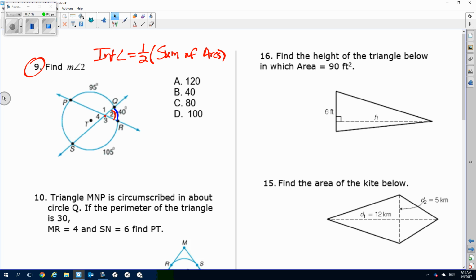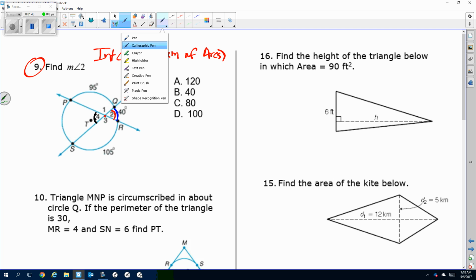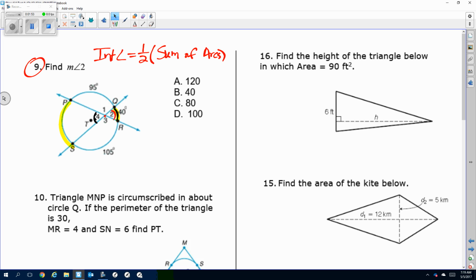Since angle 2 is a vertical angle, okay, angle 2 is vertical to angle 4, it would be congruent. So I need that arc as well. I'm going to highlight it just so we can see a little bit better. QR, and then I need the arc that goes with angle 4, and that would be P to S. Right now, I don't have that measure. Okay, it's missing. We've got to find it.